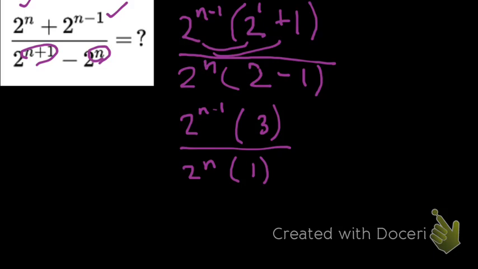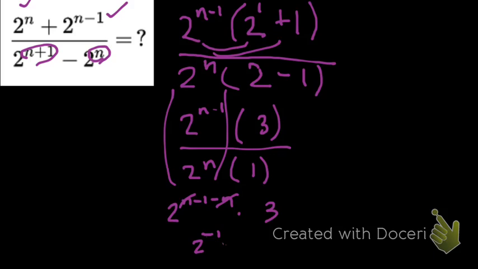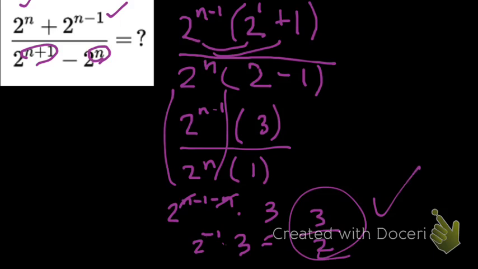Now, this 2 to the n minus 1 over 2 to the n, this part right here, is going to simplify to just 1 over 2. Because you have one less factor of 2 in the numerator, so they would all cancel out, leaving you with just a 2 in the denominator. Or you could use your exponent rules and subtract. So it becomes 2 to the n minus 1 minus n, and then times 3. And then n minus n, they cancel out. So you have 2 to the negative 1 times 3, and that would go in the denominator, which would be 3 over 2.